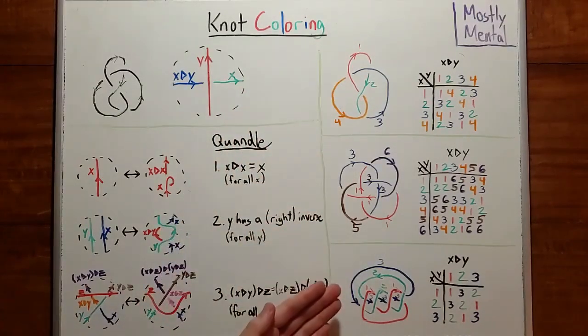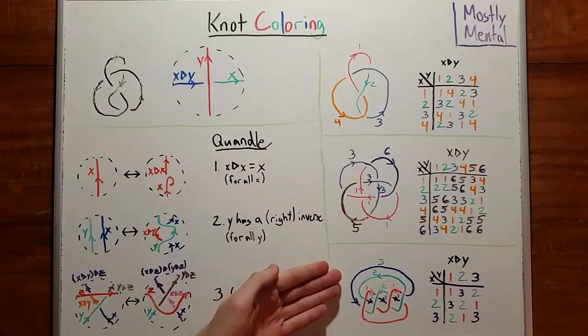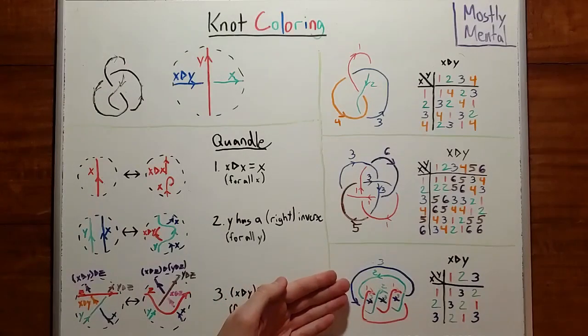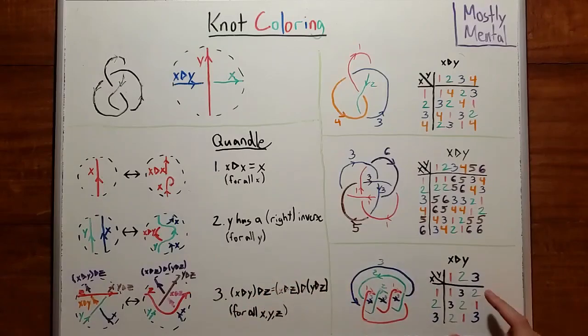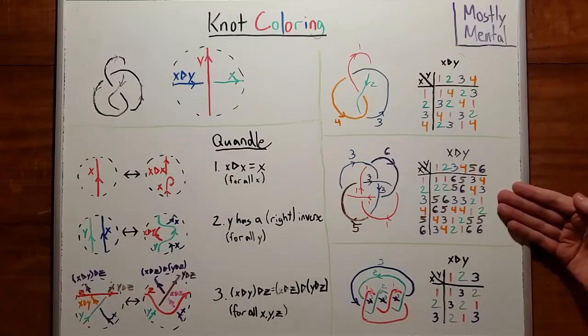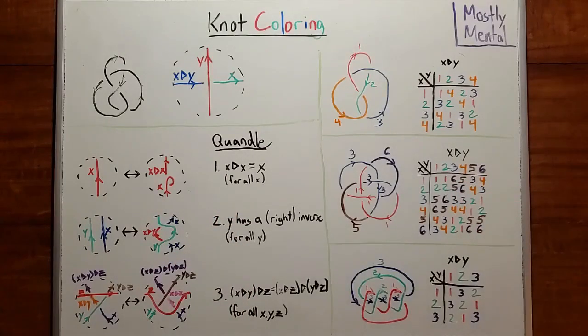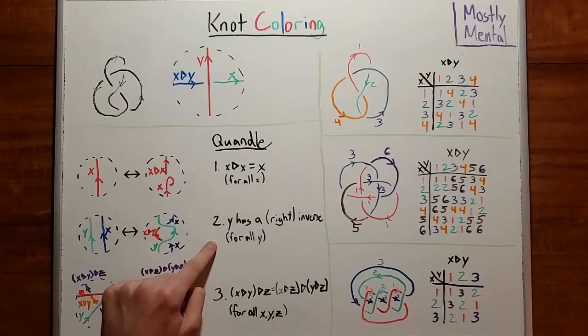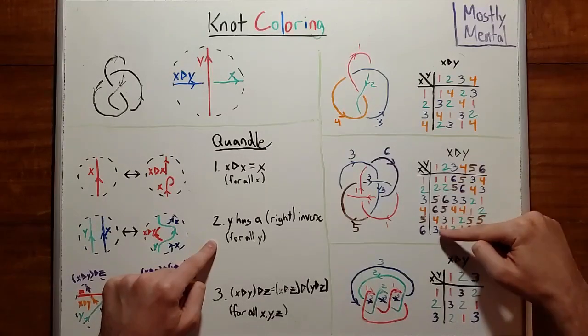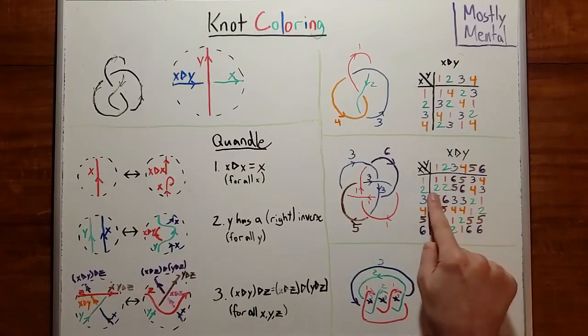Here we have some example quandles that let us distinguish even more knots. Notice that the colorings we saw before are all quandles, which happen to be commutative. So X triangle Y is Y triangle X. But now we have a much wider range of colorings to work with. If we look at the multiplication table for some quandle, this first rule tells us that the diagonal will be 1, 2, 3, and so on. And the second rule tells us that every color must appear in every column, but not necessarily every row. There may be repeats.